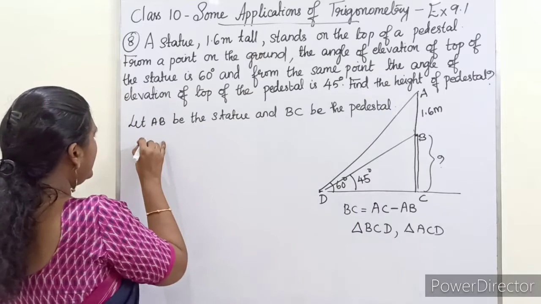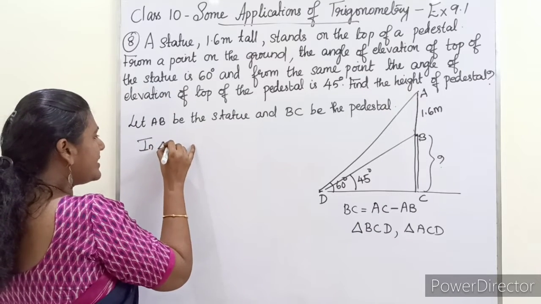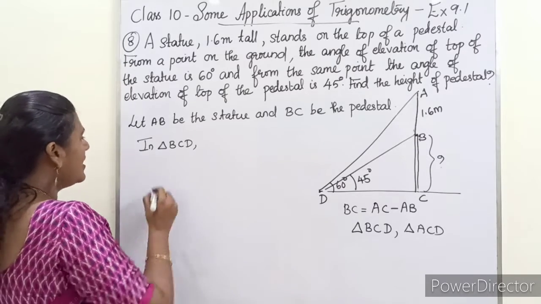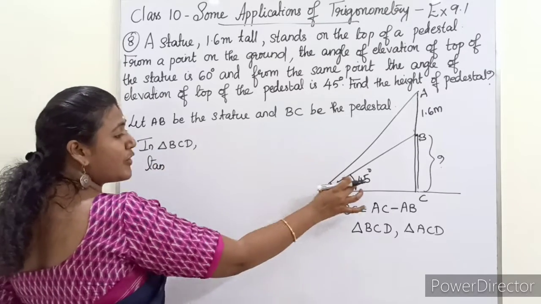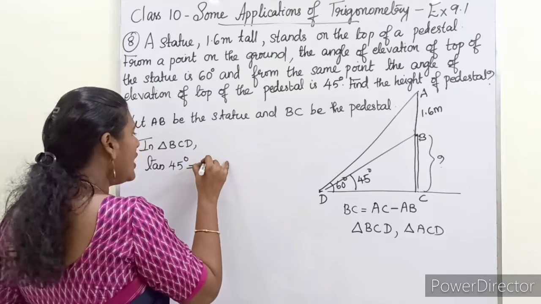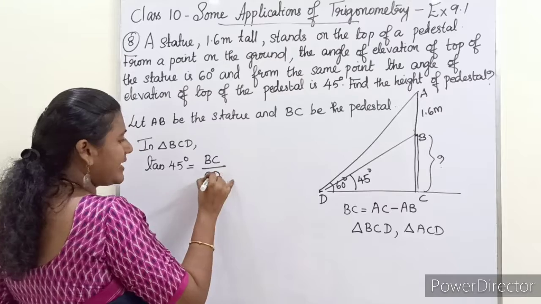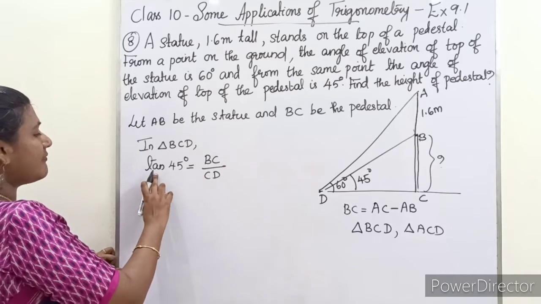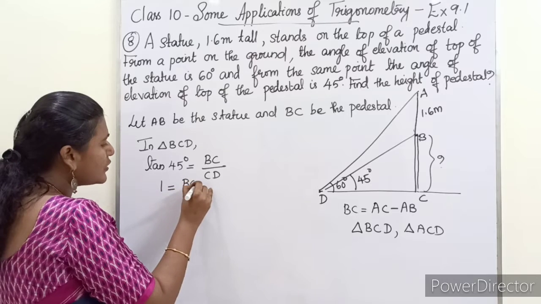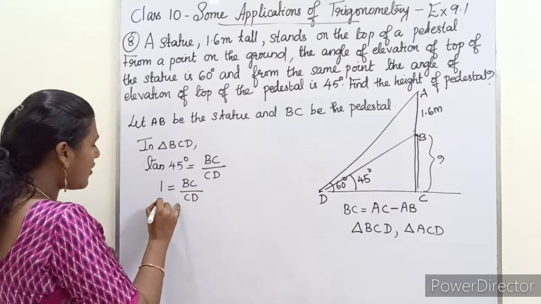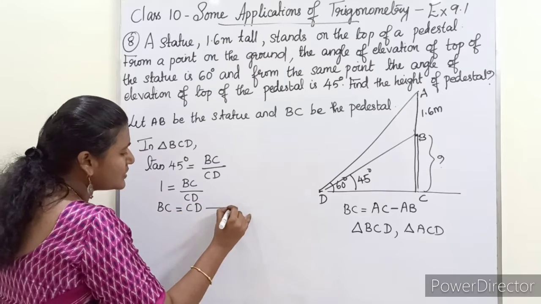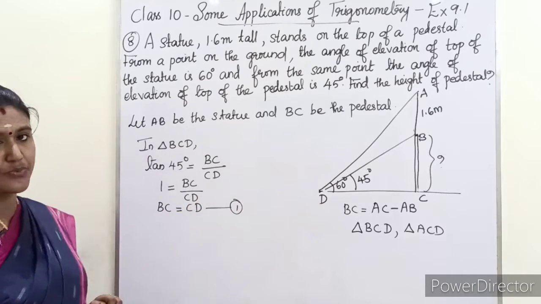Now in triangle BCD, so first we will consider the smaller triangle. In BCD, tan, here the angle is 45 degree. So tan 45 degree is equal to BC by CD. Okay, so here that value tan 45 degree is equal to 1. So 1 is equal to BC by CD. When you cross multiply, what answer we are getting? BC is equal to CD. So this is our first equation.